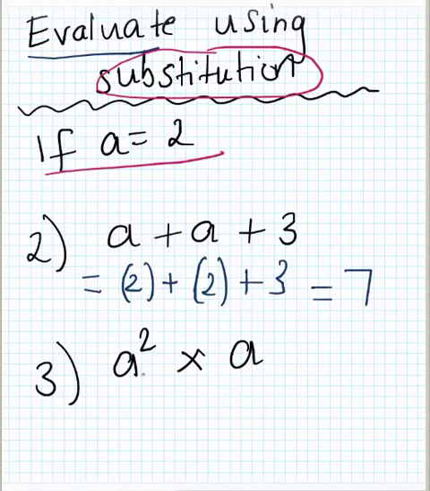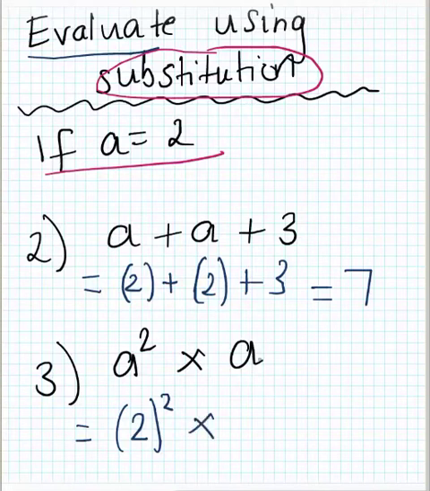Number 3, we've got a squared times a. So once again, what is a? A is 2. So I'll put a in brackets, and then I'll put my square. Remember the brackets have to be there, so it's just, a is actually 2. I forgot to replace it. So we've got 2 squared. And remember the brackets don't have to be there.